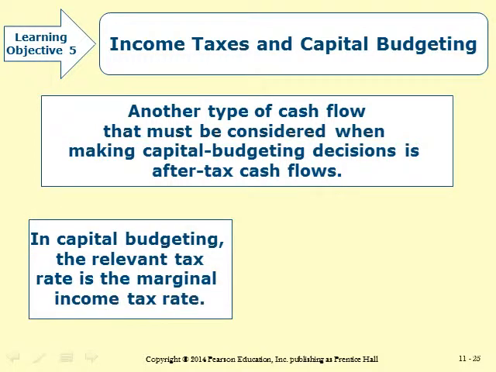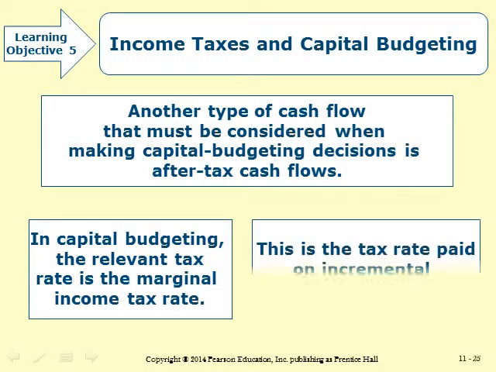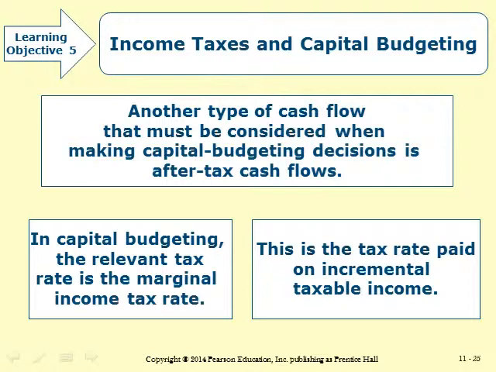And so we must consider another type of cash flow when making capital budgeting decisions, and that is income taxes. Income taxes paid by companies are cash outflows. Their basic role in capital budgeting does not differ from that of any other cash outflow. However, taxes tend to narrow the cash differences between projects. In capital budgeting, the relevant tax rate is the marginal income tax rate, that is, the rate on incremental taxable income.